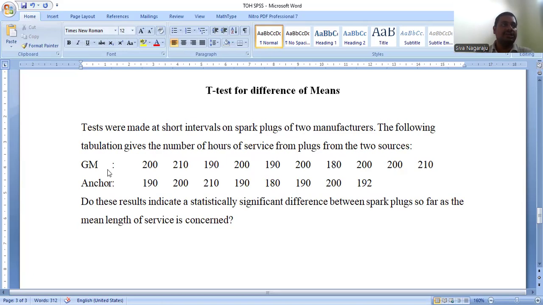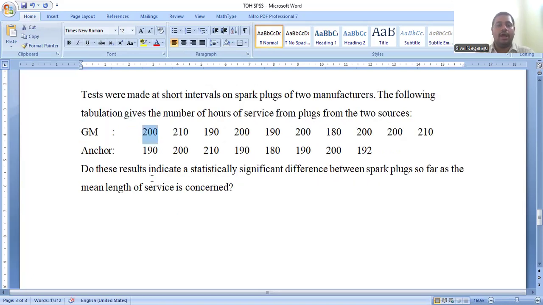I have taken a brand GM, and the other one is Anchor. They have worked until 200 hours, after that the spark has come. And now, what are they asking? Does this result indicate a statistically significant difference between the spark plugs so far as mean length of service is concerned? The word mean itself means the average number of hours worked by the plugs before they reach the spark.